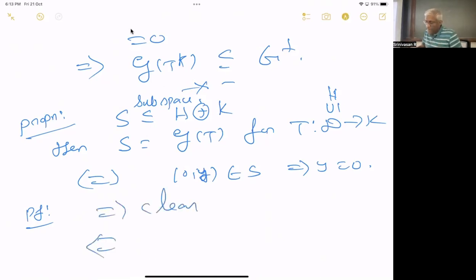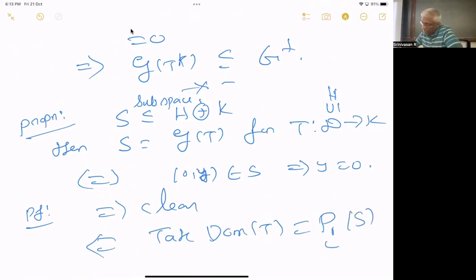And for the other direction, suppose S satisfies this condition. Then take the domain of T to be equal to the projection on the first coordinate, P1 of S.